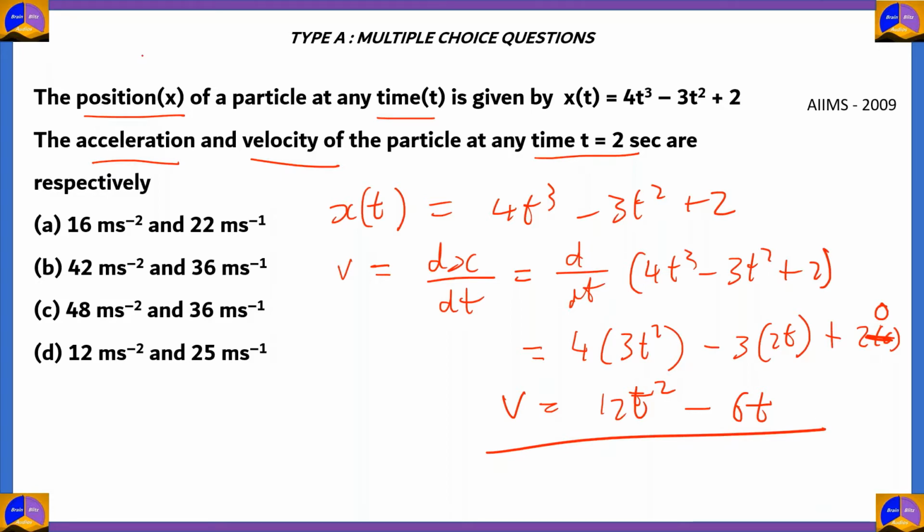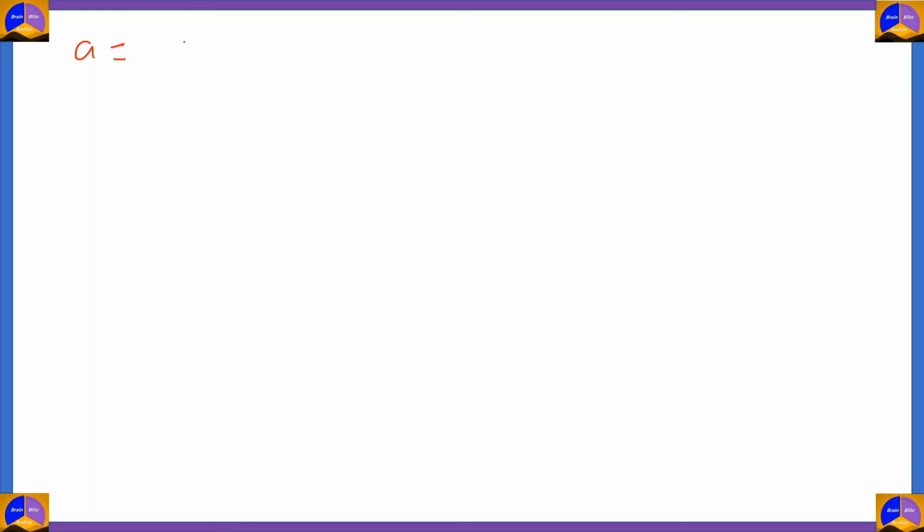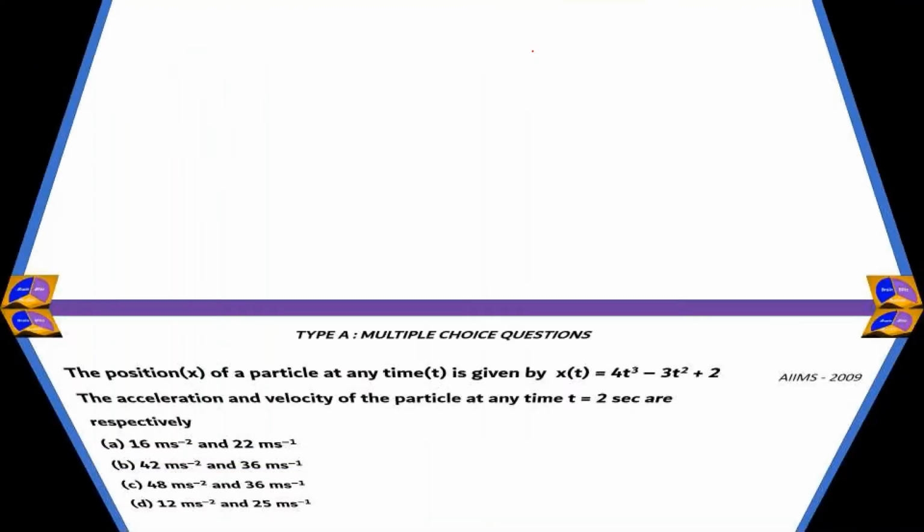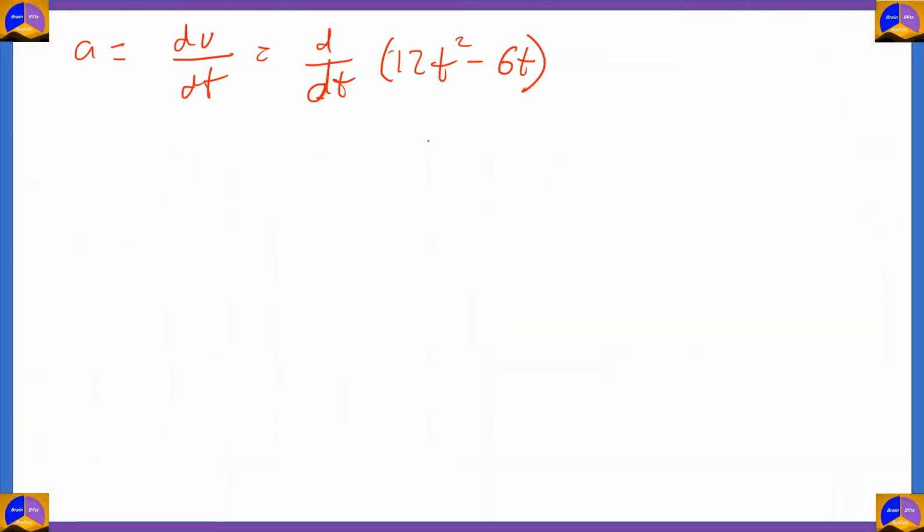And we also know that instantaneous acceleration can be written as dv/dt. So that'll be d/dt of the equation that we just got, 12t^2 - 6t. And so on differentiation, we'll get 12 times 2t minus 6 times 1, because dt/dt will be equal to 1. So 12 times 2t is 24t, minus 6 times 1 is 6. So this is the value of acceleration.